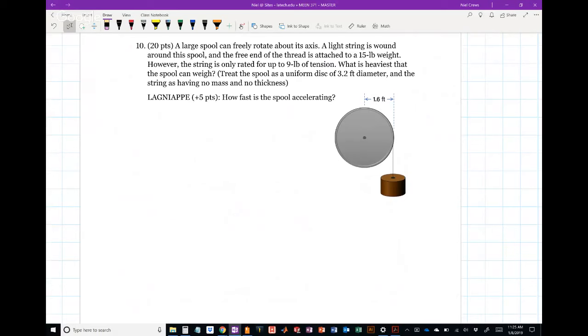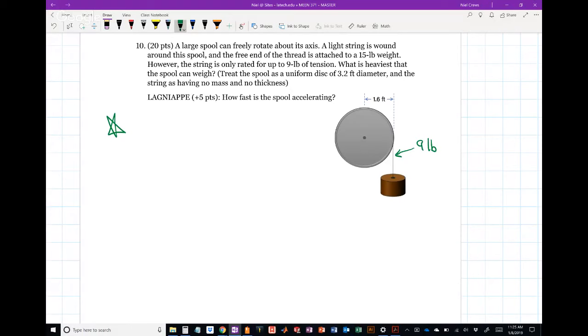For number 10, there were a lot of ways to solve it. Fundamentally, here are the things that you needed to know. You needed to recognize that the tension here is 9 pounds. Now, I'm not yet putting force or mass right here. I uploaded a video that talked about pound mass and pound force, and I would encourage you to go see that on our Moodle page if you have any questions.